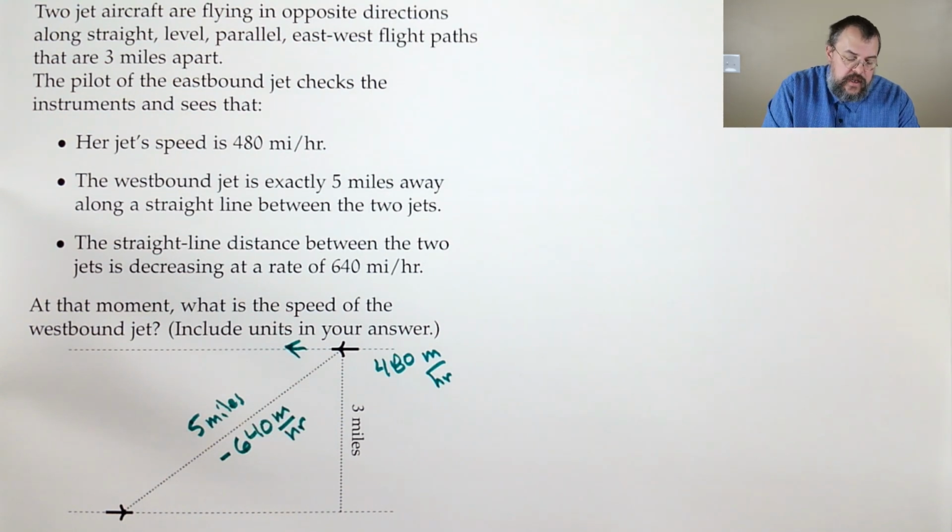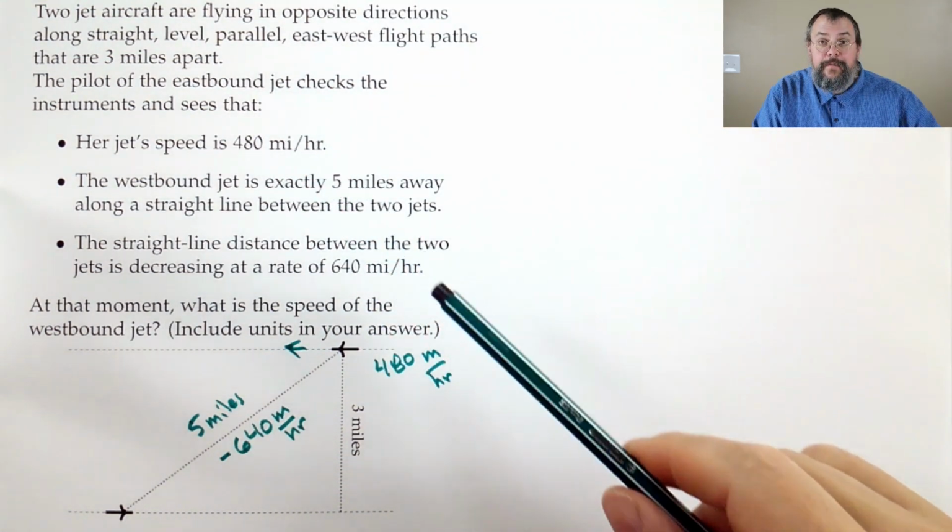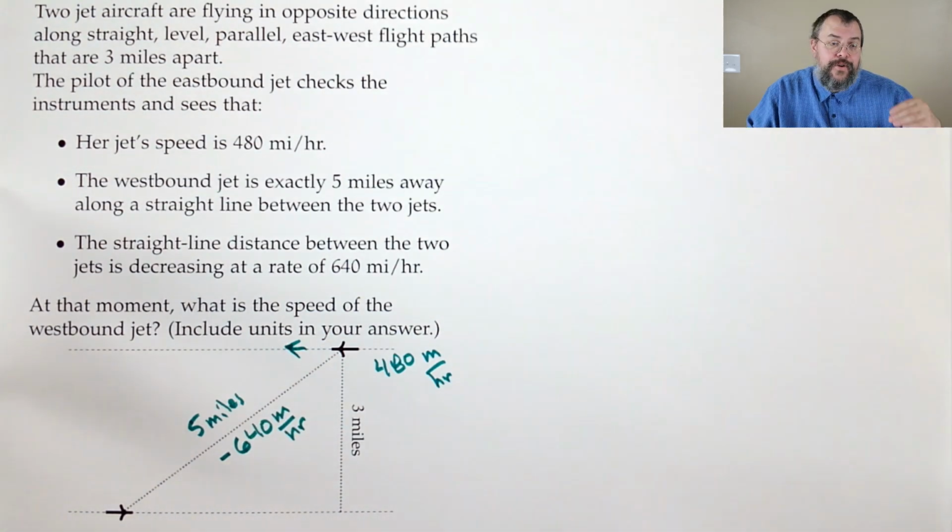So the question is, what's the speed of this other jet? How fast is it going? And include units in our answer. Of course, the units are pretty much given to us. We can see what our units are. They're going to be miles per hour. All right, that's going to be straightforward.